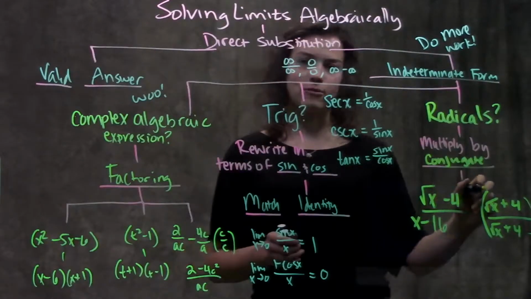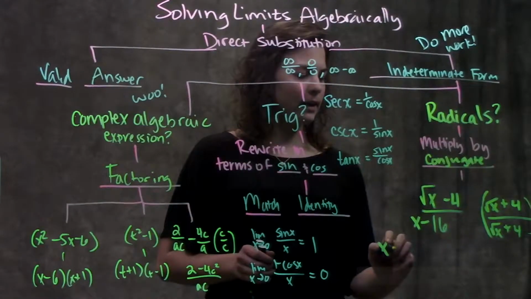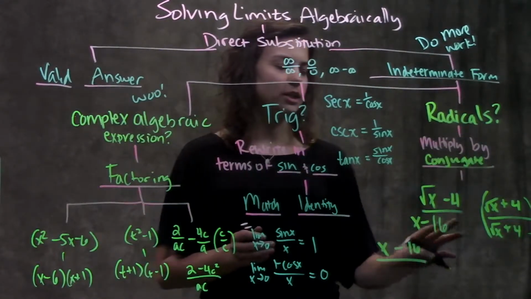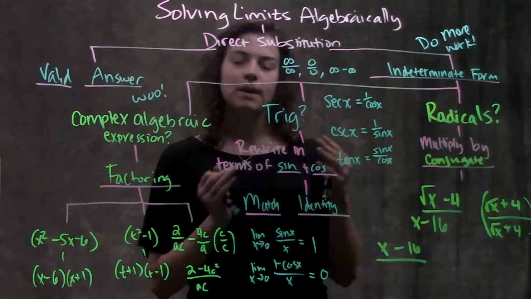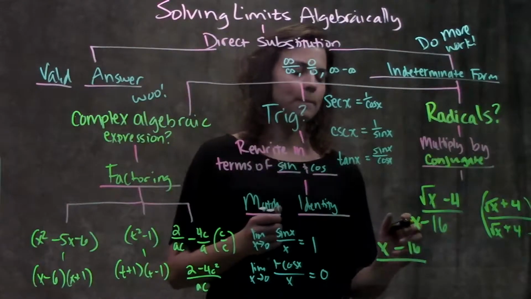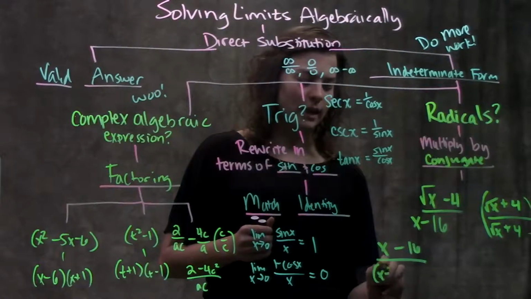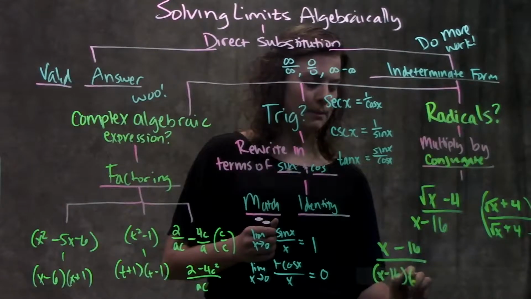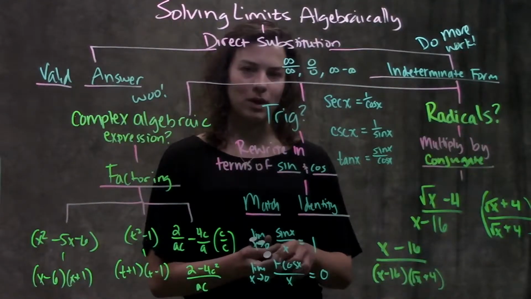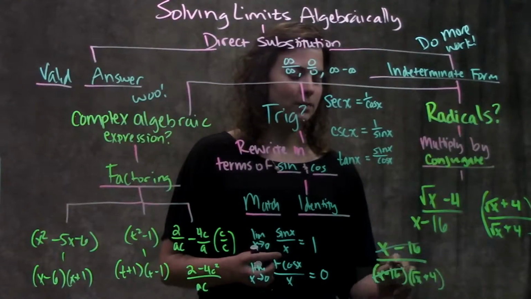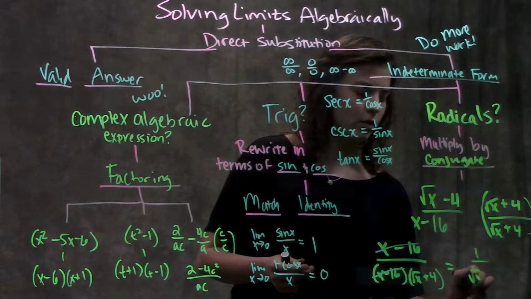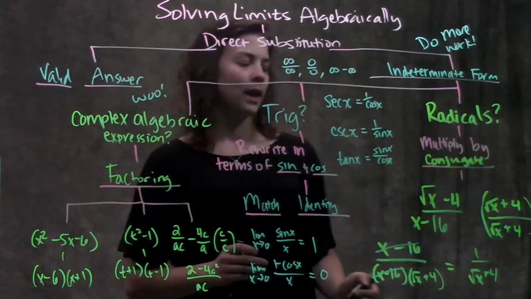On the top, when I FOIL this out, I'll get x minus 16. And on the bottom, pro tip, don't actually FOIL these two things out. Just leave them as their factors, and that way it'll be easier to see how things cross out. All right, so I leave this as my factors, and I get x minus 16 times rad x plus 4. And conveniently, just like we wanted, we have an expression that cancels out, and now I'm just left with 1 over rad x plus 4.